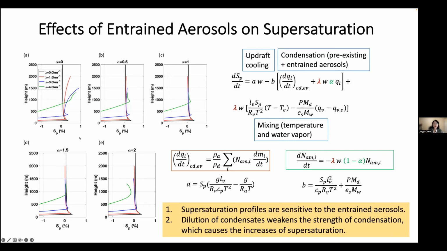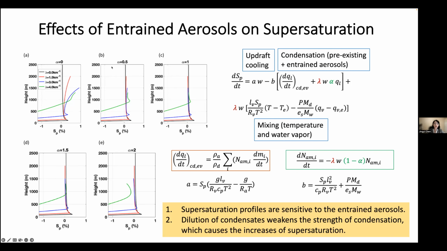When alpha and lambda are 0, as the black line shows here, the equation drops to the adiabatic version, with the maximum supersaturation close to the cloud base, then decreasing with height. But when the entrainment rate is larger than 0, the supersaturation increases with height at higher levels. That's because of the dilution effect: the number concentration is smaller and smaller with height, so the condensation term is relatively weak. When the sink term is weak, the source term is relatively dominant, so we have this increase with height.